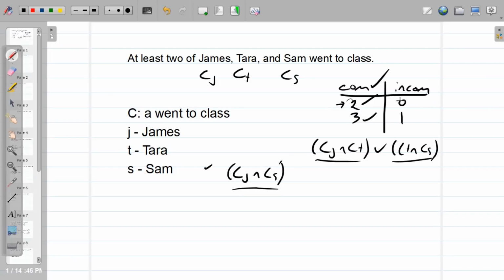Well, if 0 of them went to class, then this is false, and this is false, and this is false. So good, that makes the whole sentence false. That's what we wanted: to be false when the original sentence is false. If nobody goes to class, it's false that at least 2 of them went to class. And if only 1 of them went to class, all 3 of those disjuncts still come out false, because you need at least 2 of them to have gone to class in order for one of these to come out true. So there we go. Yeah?